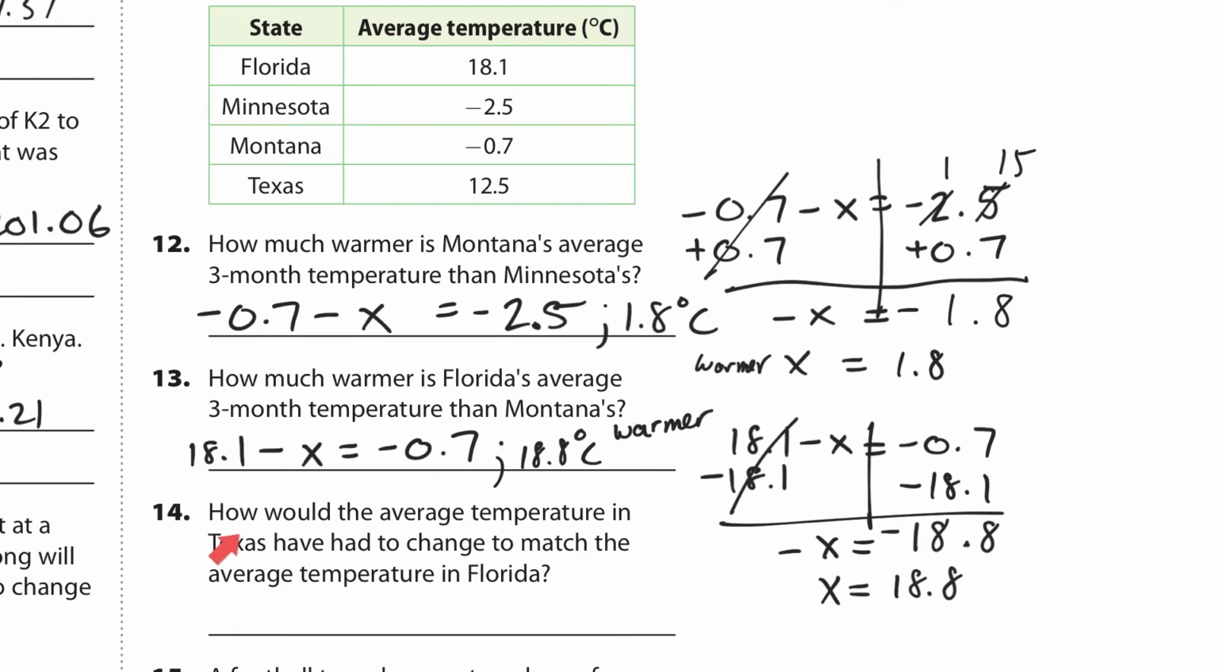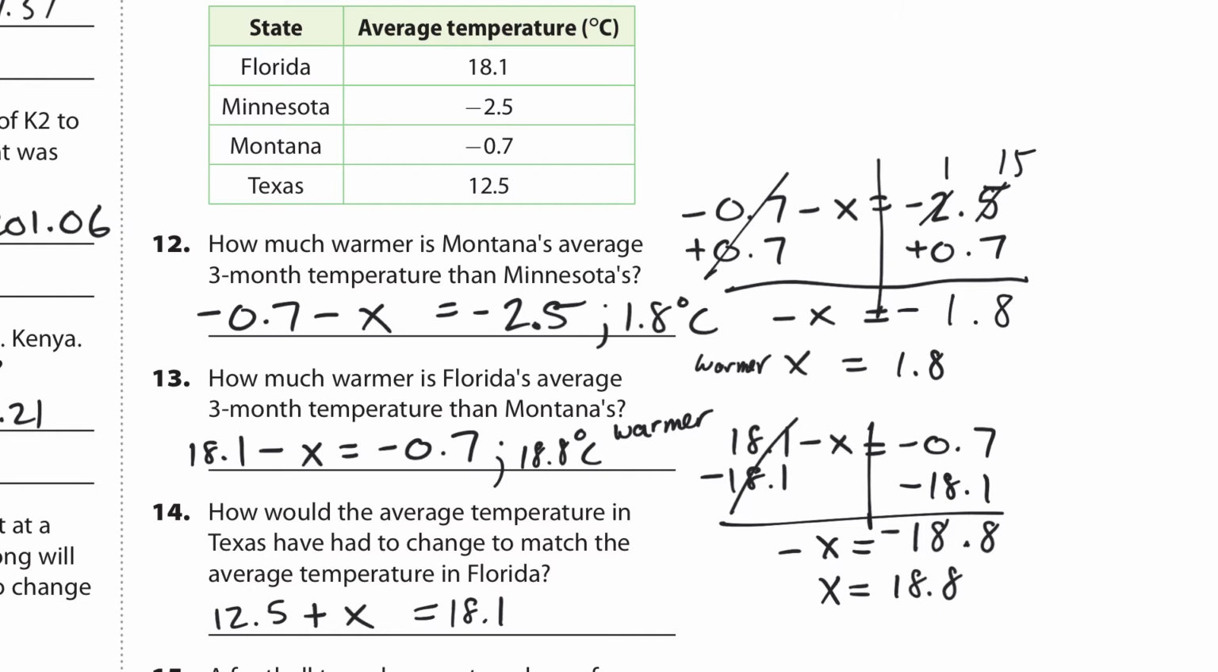Next, how much would the average temperature in Texas have had to change in order to match the average temperature in Florida? Well, the average temperature in Texas is 12.5 degrees, and in Florida, it's 18.1. So it'd have to get warmer, so let's add some degrees there. So add how much? Let's find out.